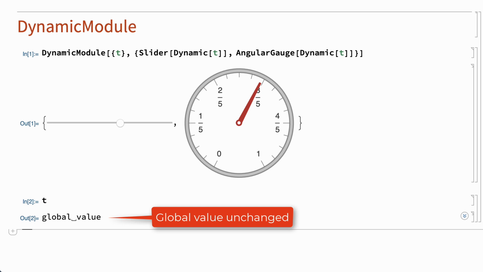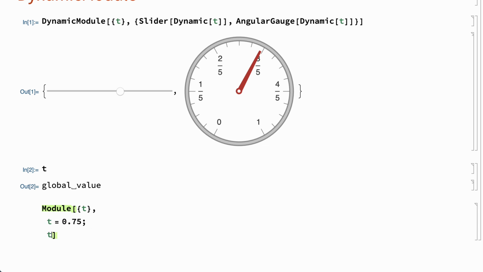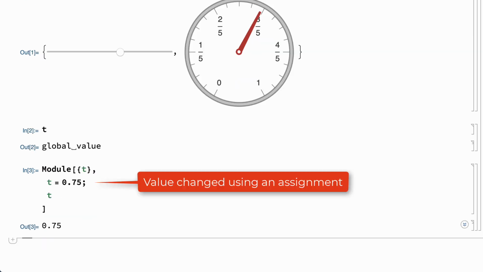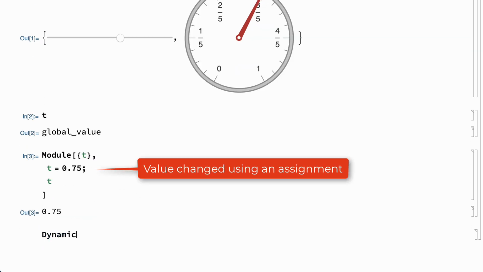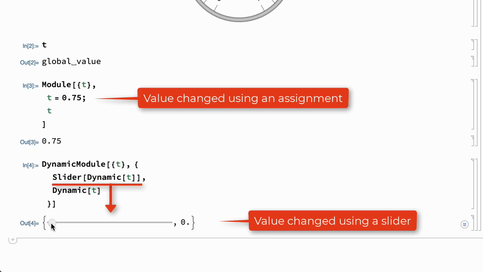The key difference between DynamicModule and Module is that DynamicModule localizes variables in dynamic output, while Module localizes variables during evaluation. In a typical Module program like this one, the values of local variables are changed using assignments, and in a comparable program using DynamicModule, values of local variables are changed using interactive controls like sliders in the output.